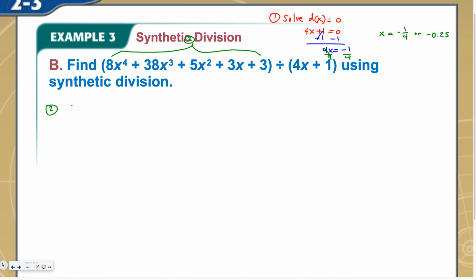So here I have 8, sorry, I forgot to write the division. -1/4 is what x equals. That's what we're dividing by. And it's dividing into 8, 38, 5, 3, and 3. Skip a space, draw your line across, and now step 3.